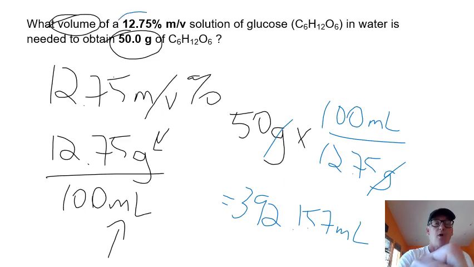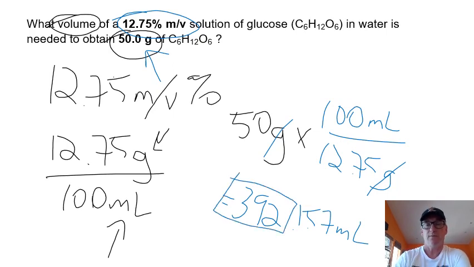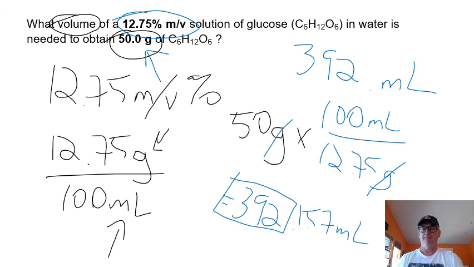So now it's just a matter of trying to figure out how many significant digits we should use. Well, I've got 4 in the concentration of the solution, but I've only got 3 in the number of grams I want back at the end. So we go 1, 2, 3, and our answer is 392 mils. Okay?